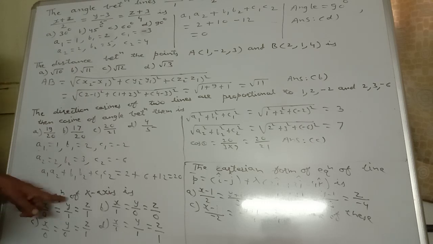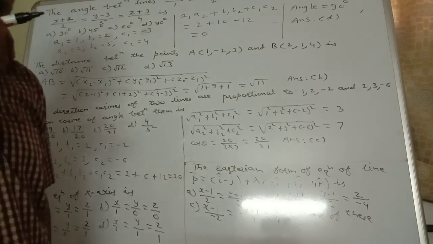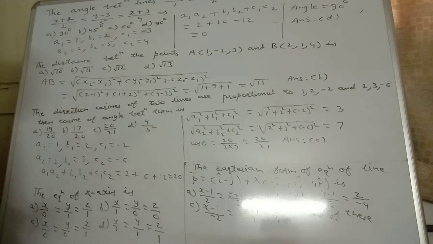Next example, equation of the x-axis is. Here lines are in Cartesian form. To write the equation of a line in Cartesian form, what should we know? Coordinates of one point on the line and direction ratios of that line. Instead of direction ratios, even if we know direction cosines, then also we can write the equation of the line in Cartesian form.